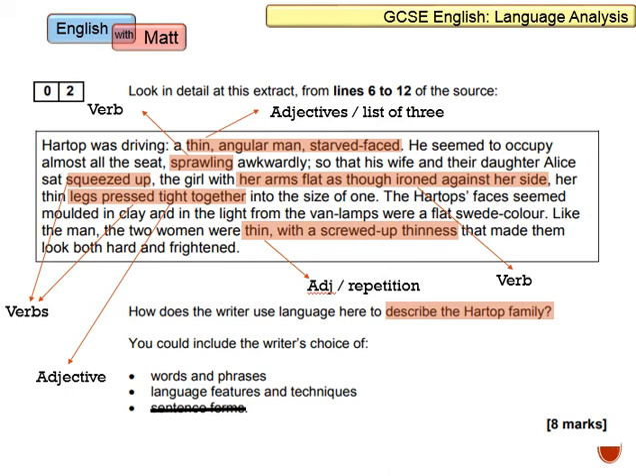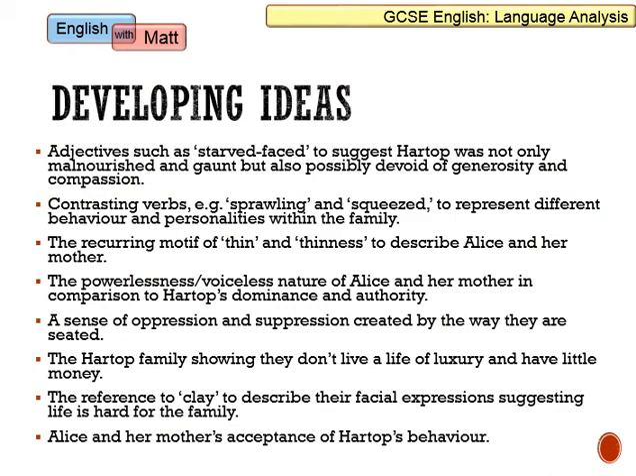So in order to develop our ideas, we can develop our ideas by taking into account these things. The adjectives such as "starred face" suggest Hartop was not only malnourished and gaunt, but also possibly devoid of generosity and compassion. So he must know that his wife and child are sat uncomfortably in this van, but he doesn't really want to sit any differently himself, so he just lets them stay that way. So you could say he's not very generous and quite selfish, perhaps.